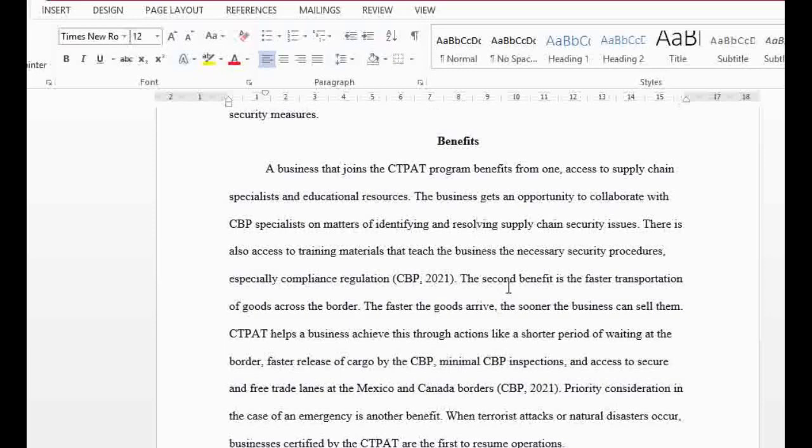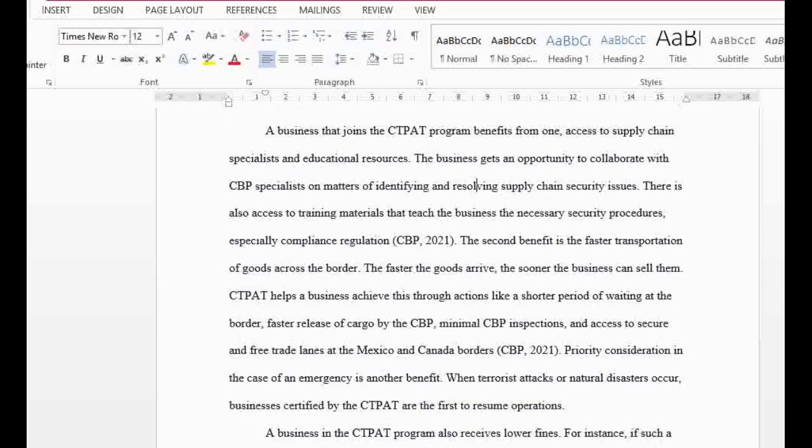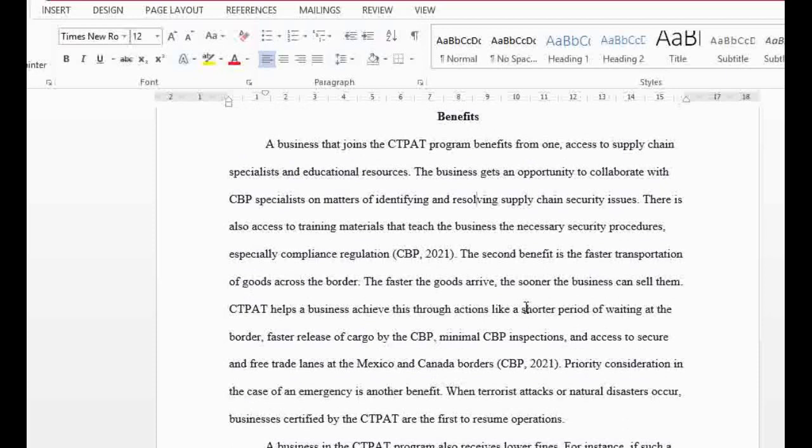And guys, if we keep going through the benefits, we can see in the first part I said, one of the benefits includes one. And then for the second benefit, I said the second benefit is. So you can see the third part, I started directly with the benefit. Priority consideration in the case of an emergency is another benefit, and I explained why. When a terrorist attack or natural disaster occurs, businesses certified by the CTPAT are the first to resume operations.